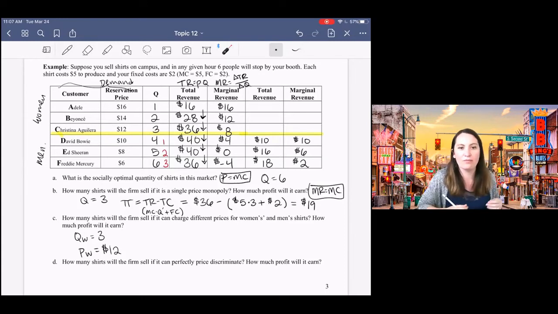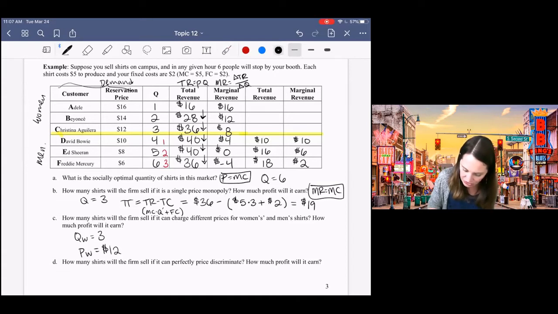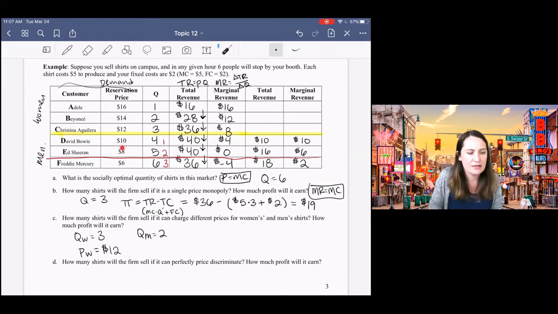Remember, in the graph problem, we set marginal revenue equal to marginal cost to get our quantity, and then we go back up to the demand curve to get our price. So it's the same thing here in the table. For the men now, we're going to produce as long as marginal revenue is greater than $5, so that stops being true here. So I'm going to sell 2 men's t-shirts, and the price I'm going to charge then is 8.